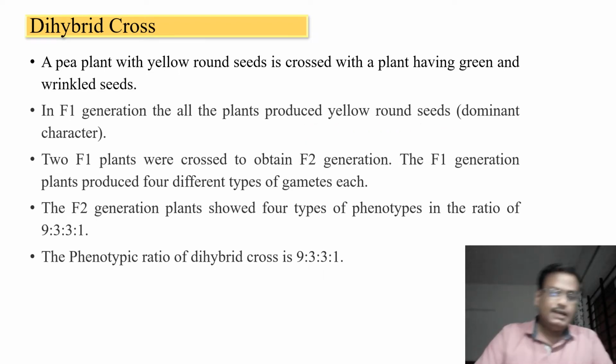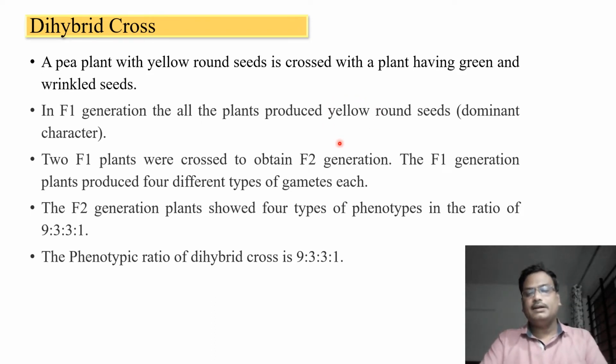Since we already studied in the monohybrid cross and we already understood what is dominant character, here you can say the character which gets expressed in the F1 generation is the dominant character. It is very easy to decide which character is dominant. When you are crossing two pure line plants, the character that gets expressed in the F1 generation is the dominant character. So here in the F1 generation all the plants were yellow round. Therefore, you can consider yellow color as the dominant character and round shape as the dominant character.